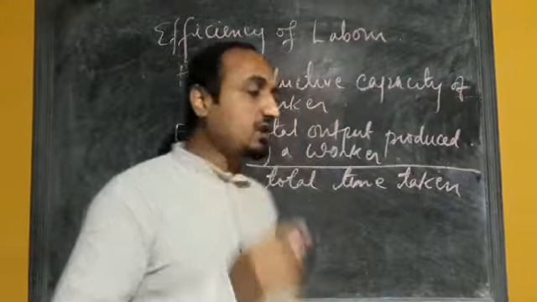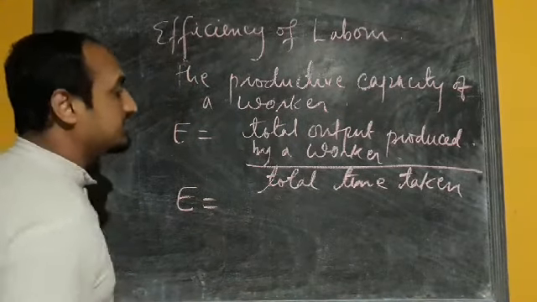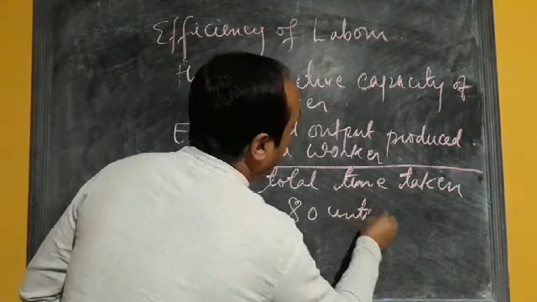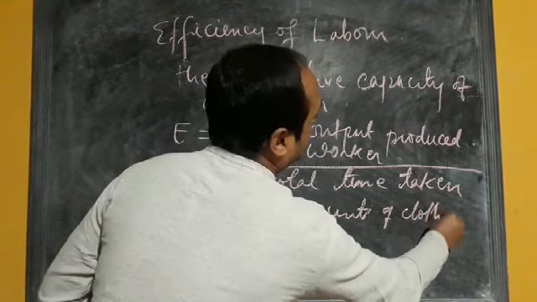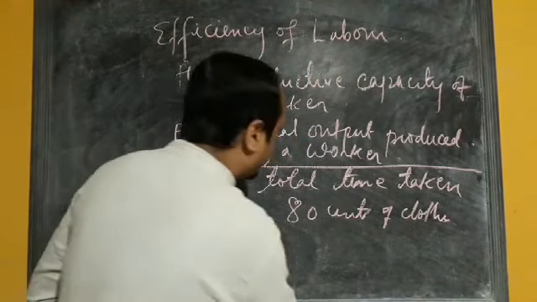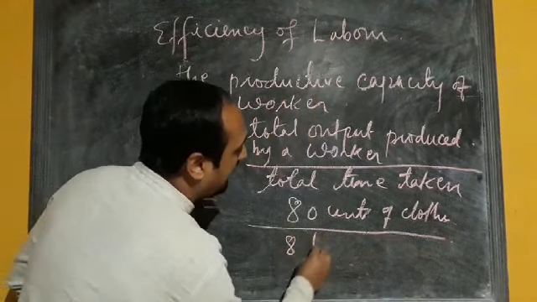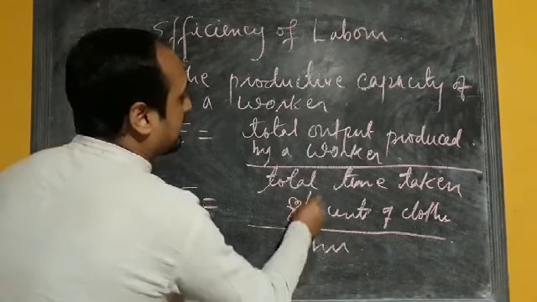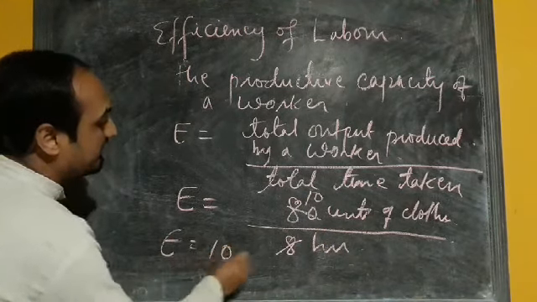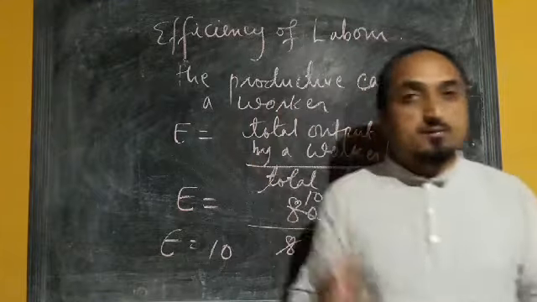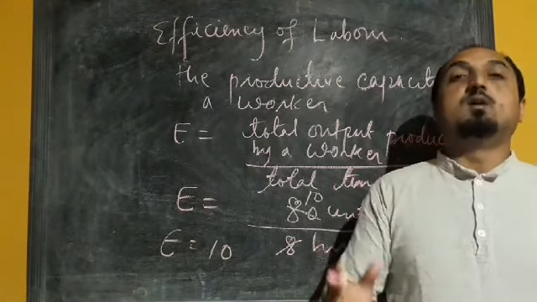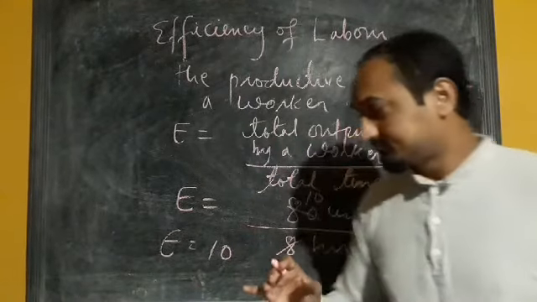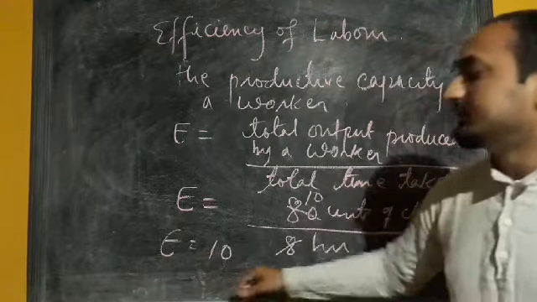Suppose one worker is producing 80 units of clothes, and the time taken is, say, 8 hours. So if we divide 80 by 8, what is the efficiency of labor here? 10. It means efficiency of labor is 10. So how much time the worker is taking to produce that much output? This is the way to calculate the efficiency of labor.